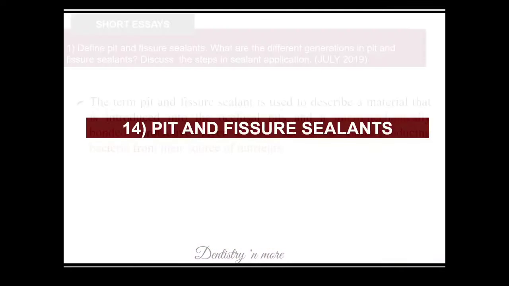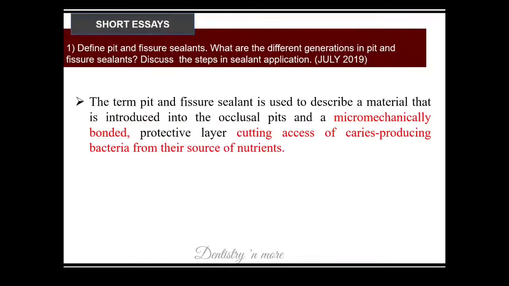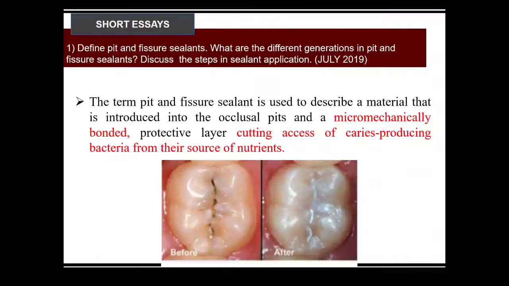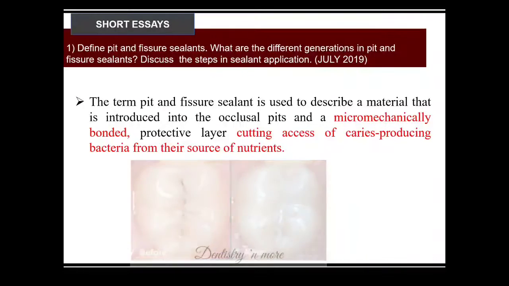So we'll start with pit and fissure sealants. It's a very easy topic. Usually a short essay or short note will be asked from this chapter. So we know it is to seal the pits and fissures so that it will act as a protective layer which blocks the access of caries producing bacteria from the source of nutrients.